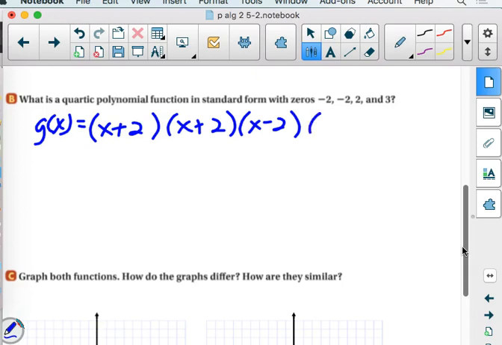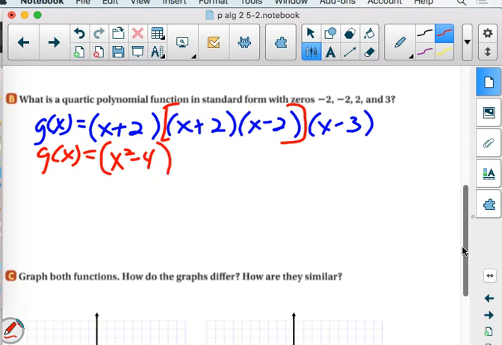minus 3. Now we get to pick which of these we multiply together first. I don't know about you, but that last one I really liked, this pattern right here, so that I could eliminate some variables there. So if I do that one first, that would give me x squared minus 4, but I would still have my little x plus 2 and my x minus 3 to multiply together.